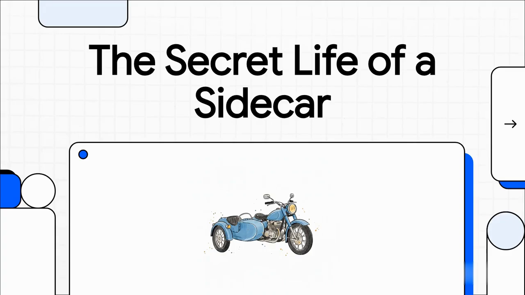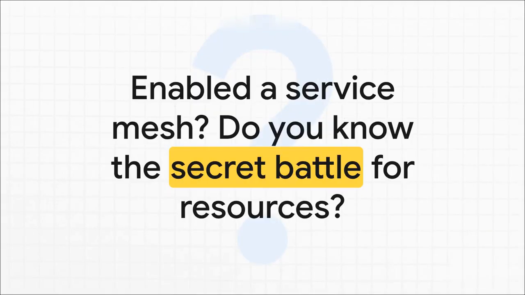So, you've done it. You clicked a button, applied some YAML, and bam, your application is officially part of a service mesh. But have you ever stopped to think about what really happens inside your Kubernetes pods when that Istio sidecar moves in? Let's get into it, because the changes go way deeper than you might think. And you really have to ask yourself this question.